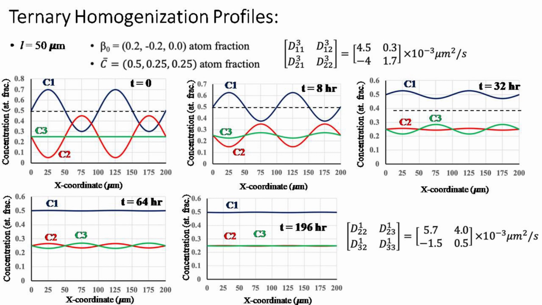As we go to 8 hours, we see the amplitudes of 1 and 2 have decreased, and interestingly C3, which to start with was constant, has now developed undulations. As I increase the time, the undulations in C3 have increased. C1 is homogenizing very fast. Of course, the main diffusivity of component 1 is much higher compared to the main diffusivity of 2. So, C1 is homogenizing much faster.